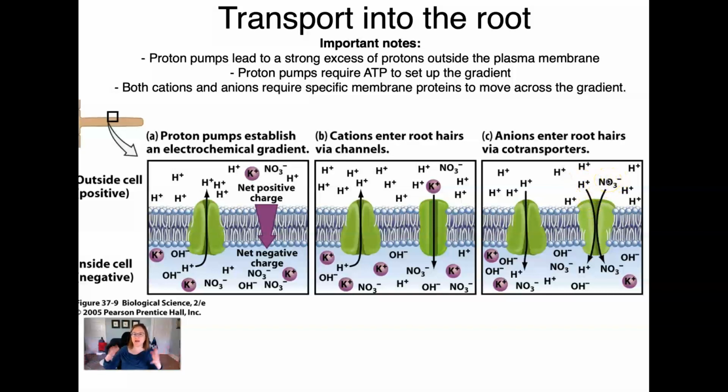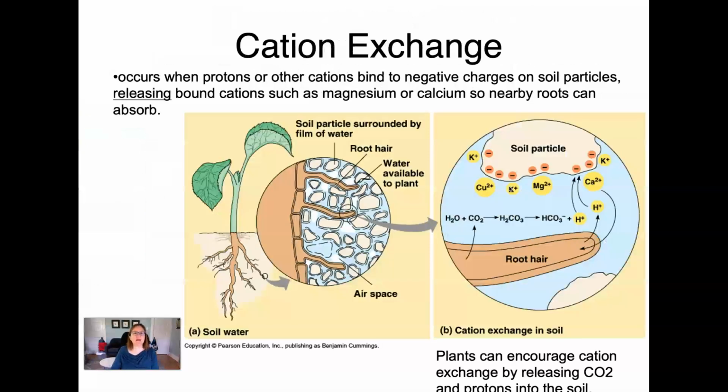there is a process by which anions the plant needs move with protons across the gradient in channel proteins that are specifically adapted for this purpose. Okay, I'm going to move on.